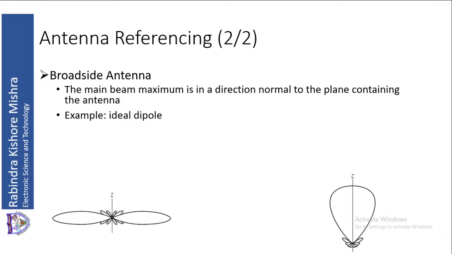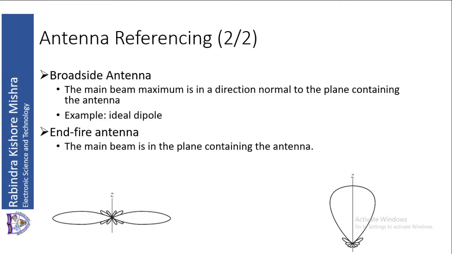Then comes the other type of antenna. Here you can see the second figure on the left hand side. The main lobe in the second figure is perpendicular to the main lobe in the first figure. If the main lobe in the first figure is towards the z-axis, the main lobe in the second figure is along the x-axis or y-axis, or on the xy plane. This type of antenna is called an end fire array. Here the main beam is in the plane containing the antenna. In a broadside antenna, the main beam is normal to the plane containing the antenna.